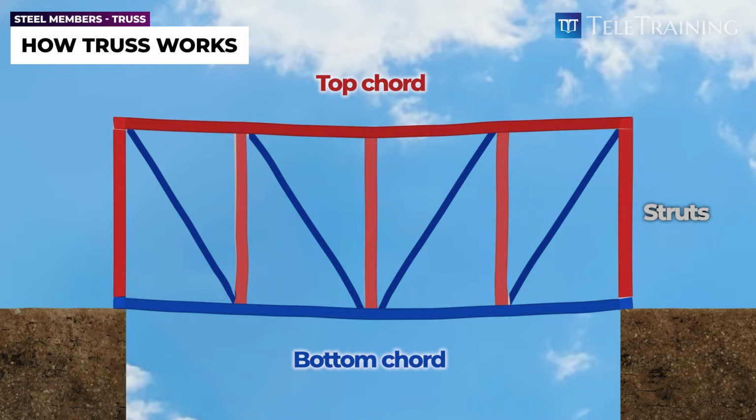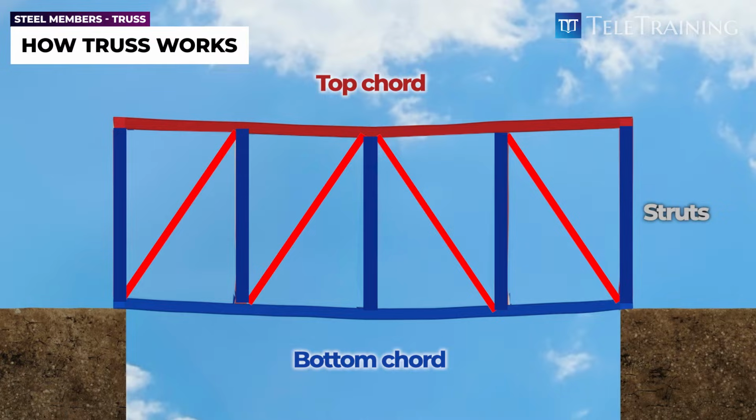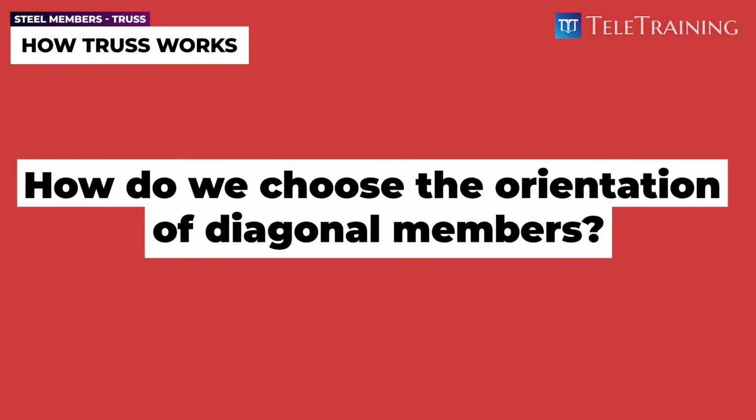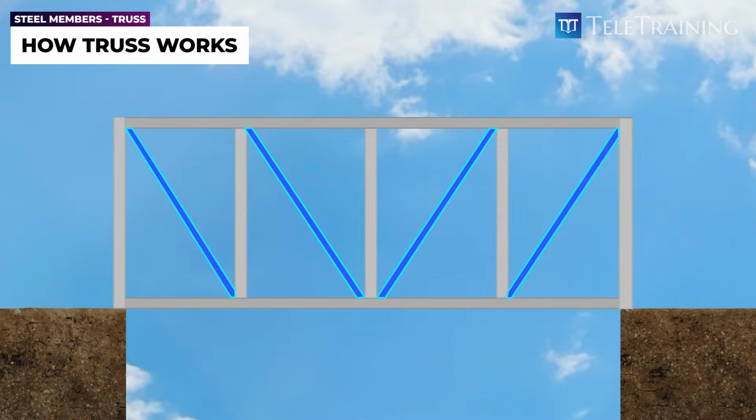Note that the forces in these members would be opposite if the diagonal members were installed in the opposite orientation. In that case, the diagonal members would be in compression and the vertical members would be in tension. You may ask, how do we choose the orientation of diagonal members? Often, we design diagonal members to work in tension, since they are longer and would be more stressed in compression. This consideration helps determine the orientation of the members.